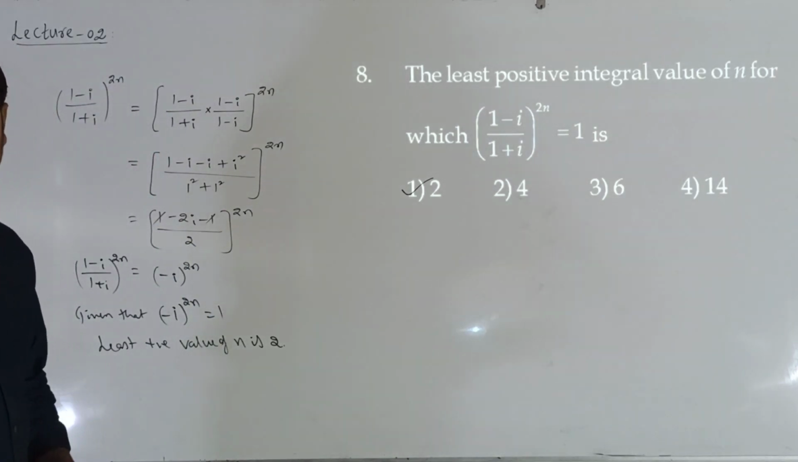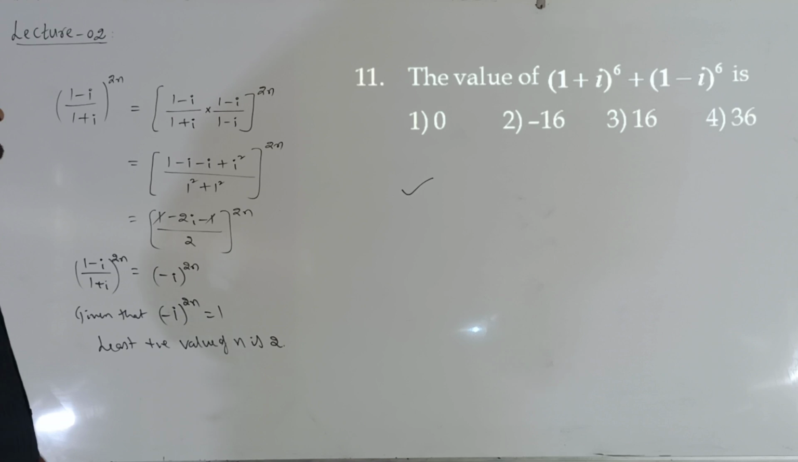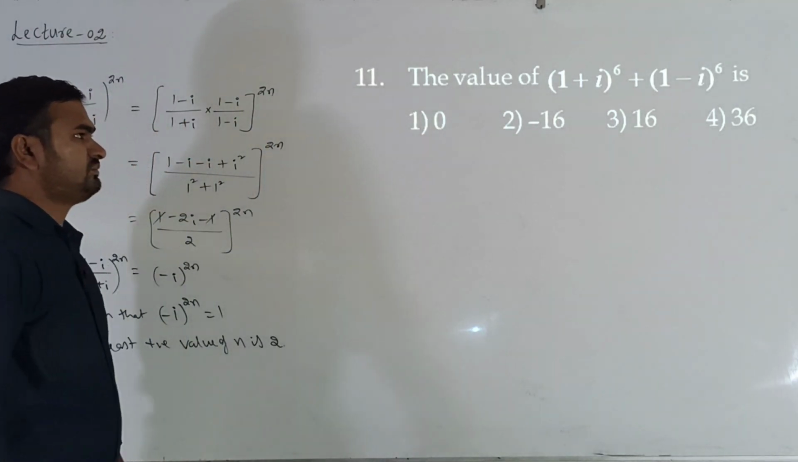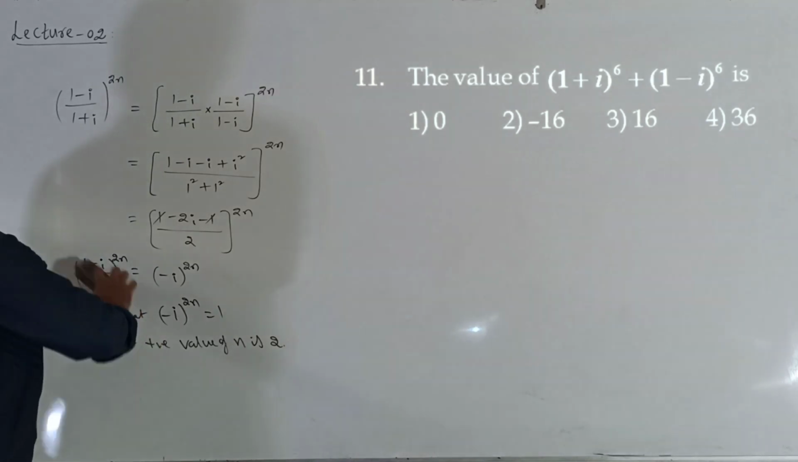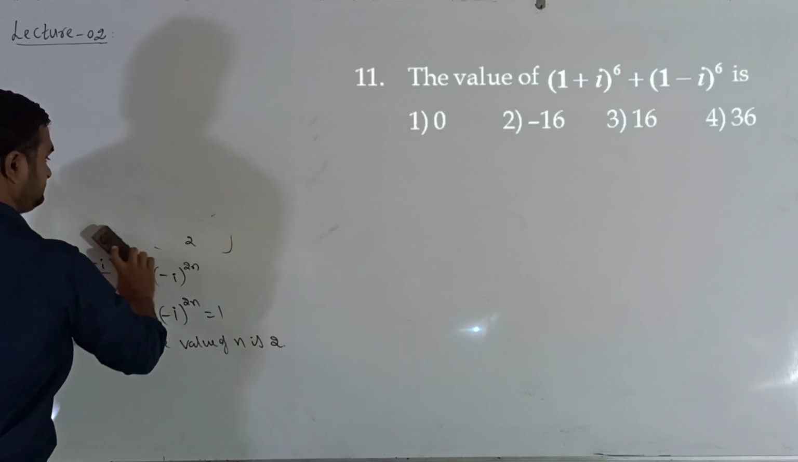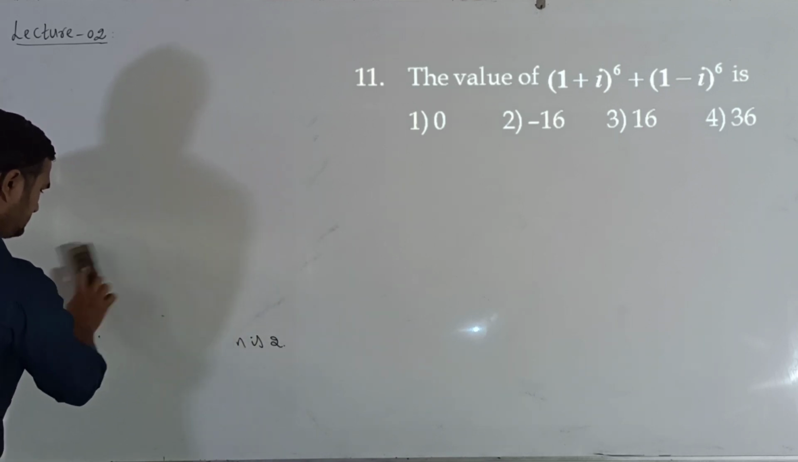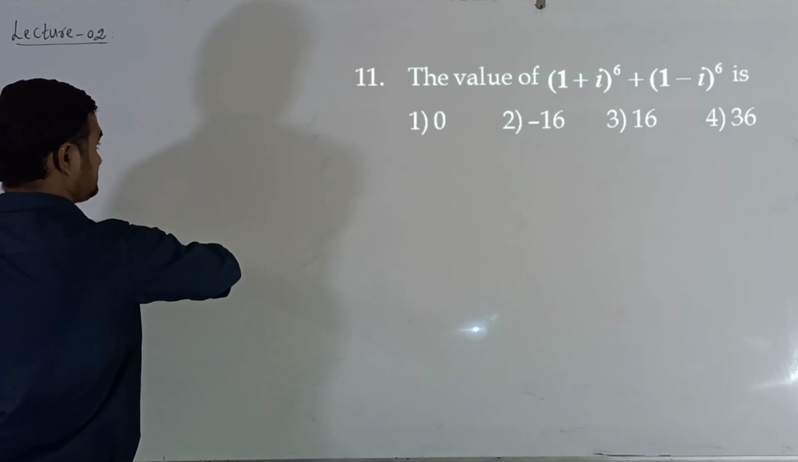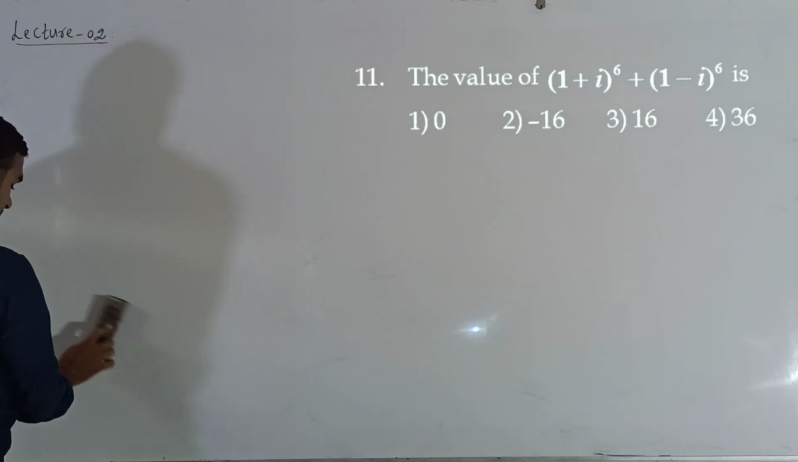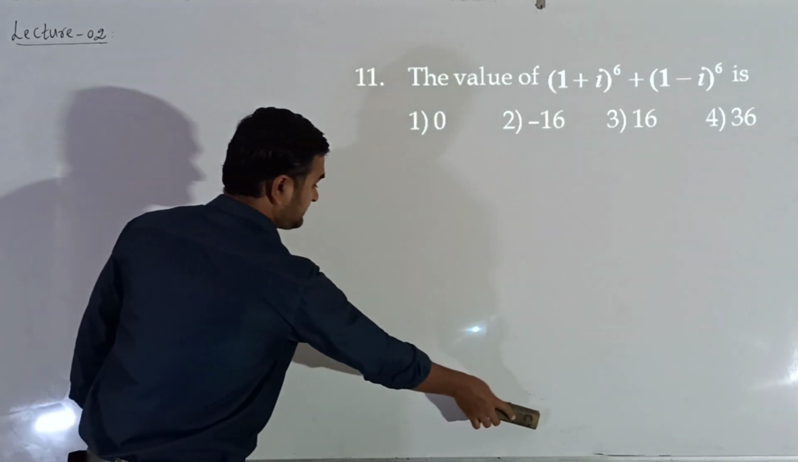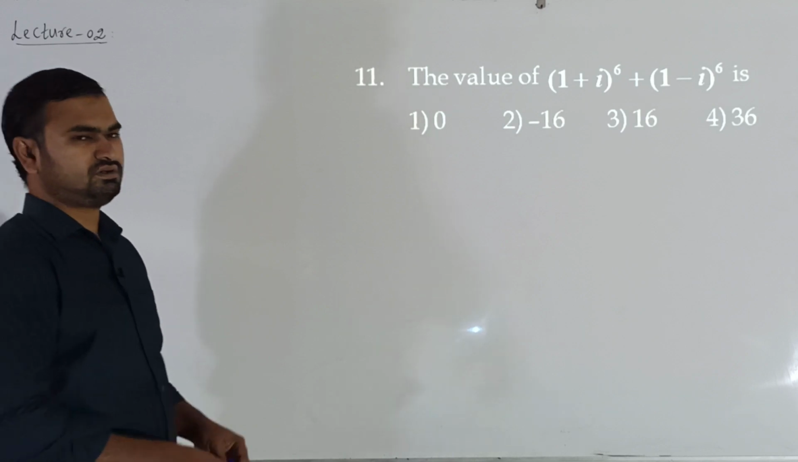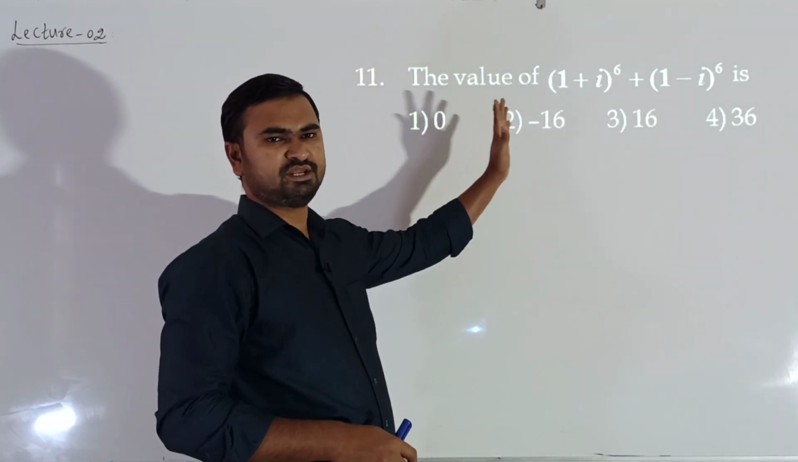Next, see question number 11. The value of (1 plus i) whole power 6 plus (1 minus i) whole power 6 is. Now if you observe, we are having the terms with power 6. Now expanding power 6, is it easier? We know the expansion for (a plus b) whole square or (a plus b) whole cube, (a minus b) whole square or (a minus b) whole cube.